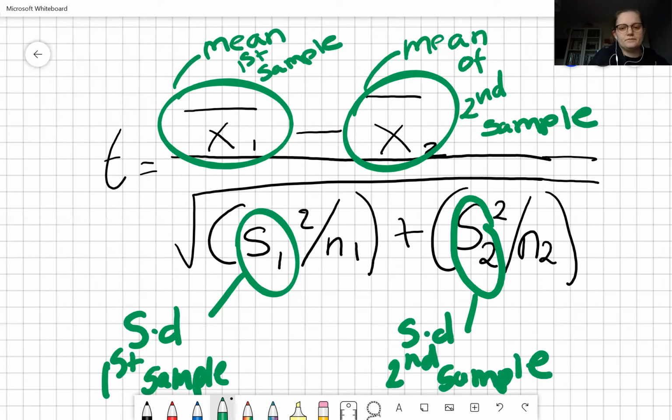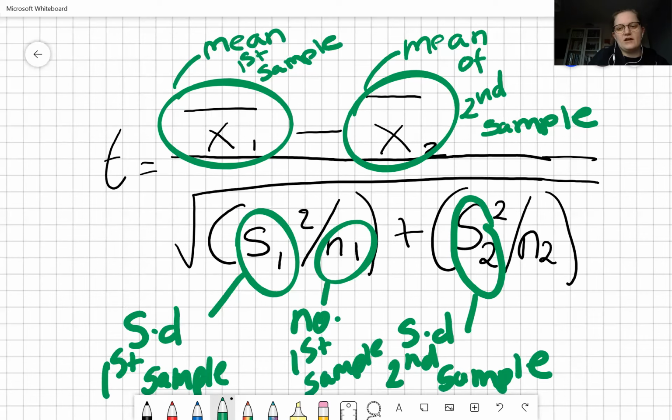N1, number of measurements in the first sample. So number in first sample. And as you can guess, that's number in second sample.